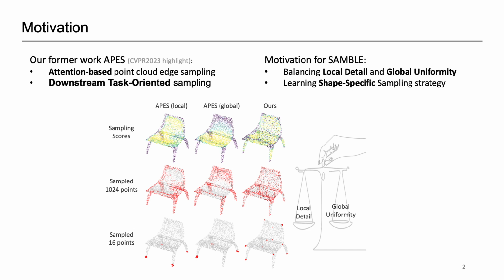For example, in few-point sampling, APES focuses excessively on sharpest regions and performs badly when the preprocessing operation is not performed. In this paper, we propose SAMBLE, which successfully strikes a better trade-off between sampling local details and preserving shape global uniformity. Moreover, input adaptability is achieved by learning shape-specific sampling strategies.